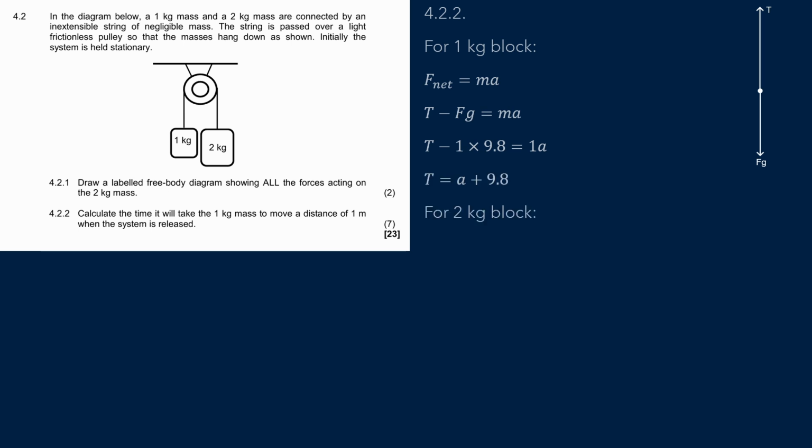Moving on to the 2 kilogram block. Again, F net is equal to ma. This time around, the block is moving downwards, the 2 kilogram block.